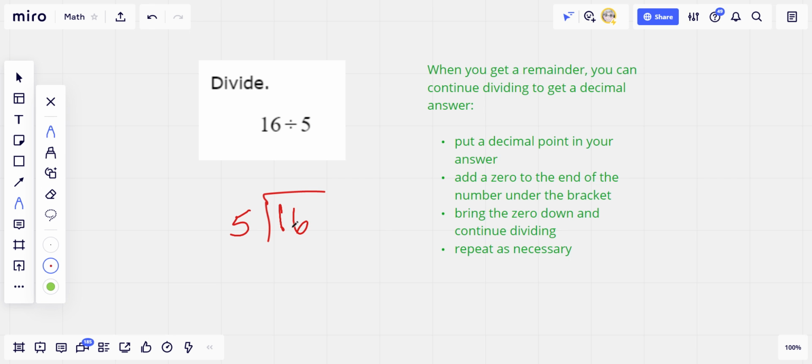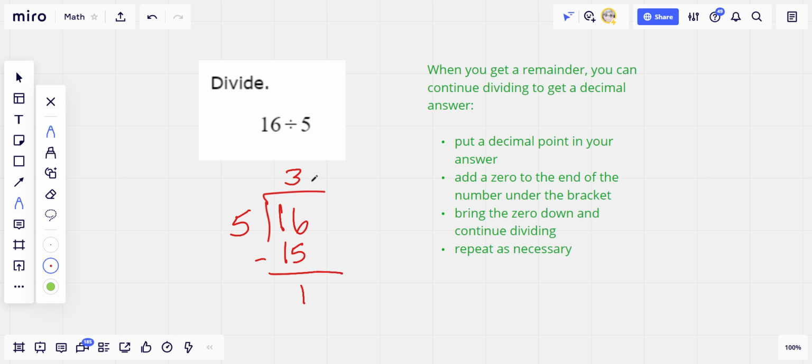So let's see. The first question I have to ask myself when I've set up this division problem is how many 5s go into 16? And I know 3 times 5 is 15, and that's pretty close without going over, so that's a good bet. So 3 times 5 is 15. And then we subtract, and that leaves 1. Now at this point, no 5s go into 1, so I would say that the answer is 3 with a remainder of 1. But we don't have to stop.